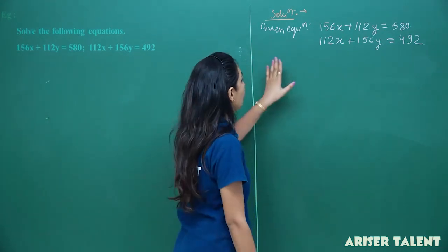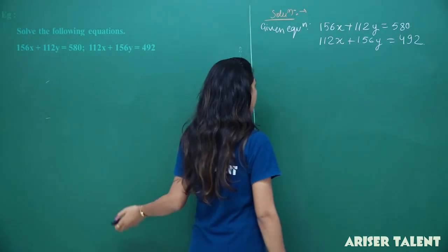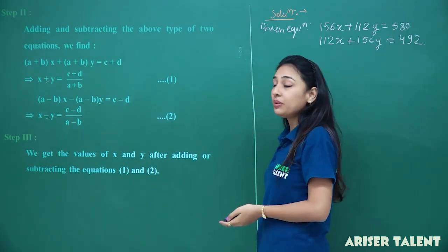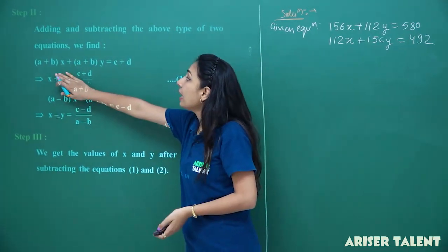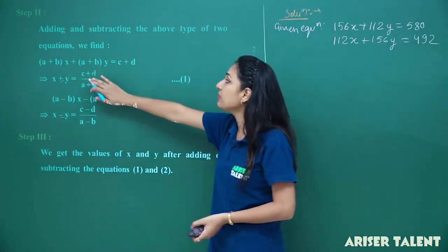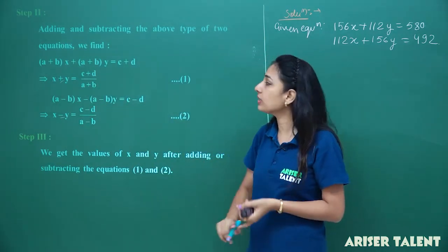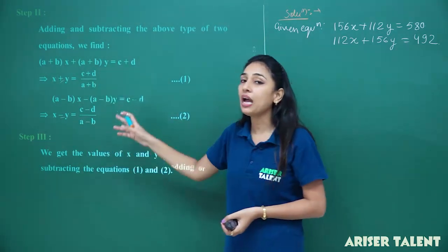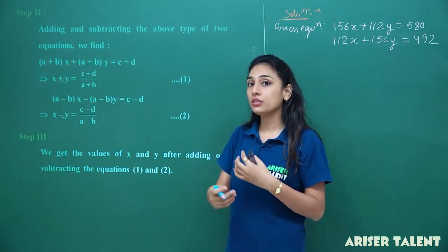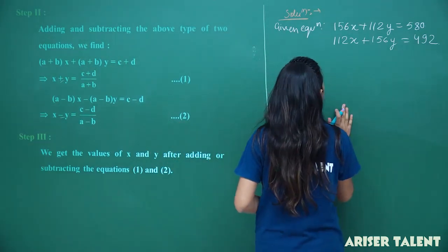Okay, so what will we do now? The second step was, remind it here. See what we are doing? Simply adding them and finding the value of x plus y, that will be c plus d upon a plus b. Now, you can do either thing. You can just apply this formula, or you can simply follow the procedure. You can just simply add them and find it. Okay, so come this side.